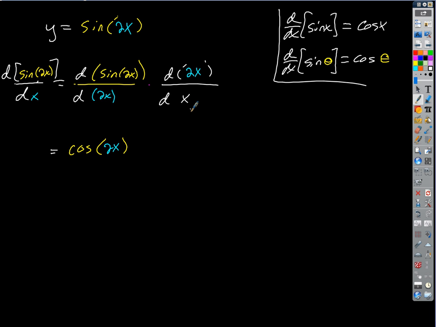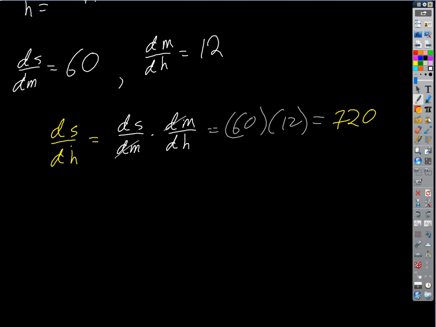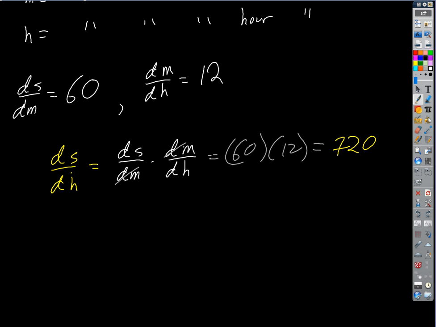Can you explain why? Say that again. Why is that? Because of this. How did we get, if I want to calculate ds/dh, and I know ds/dm and dm/dh, if I multiply the product of ds/dm times dm/dh, then I get the result.